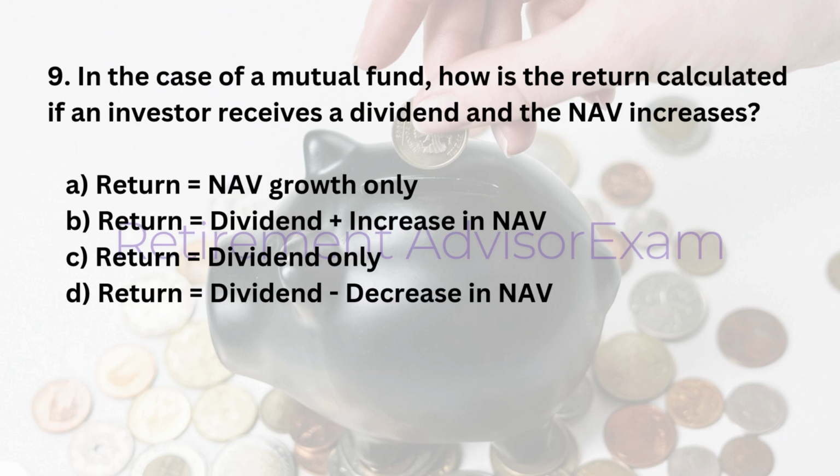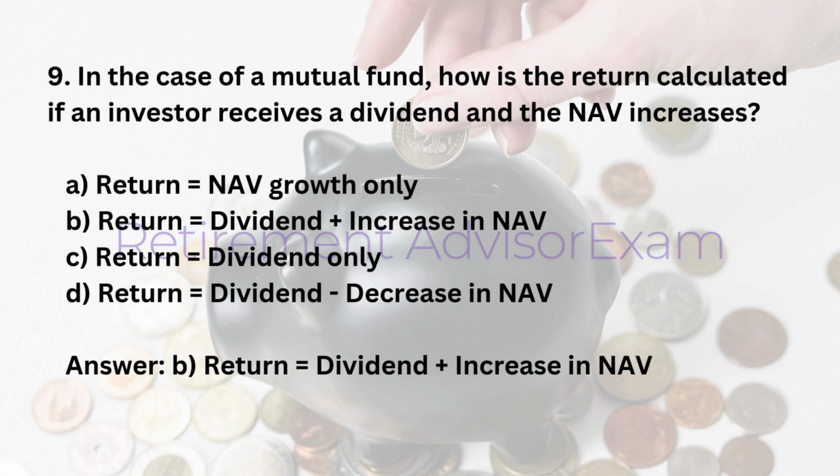9. In the case of a mutual fund, how is the return calculated if an investor receives a dividend and the NAV increases? A. Return equals NAV growth only. B. Return equals dividend plus increase in NAV. C. Return equals dividend only. D. Return equals dividend, decrease in NAV. Answer: B. Return equals dividend plus increase in NAV.